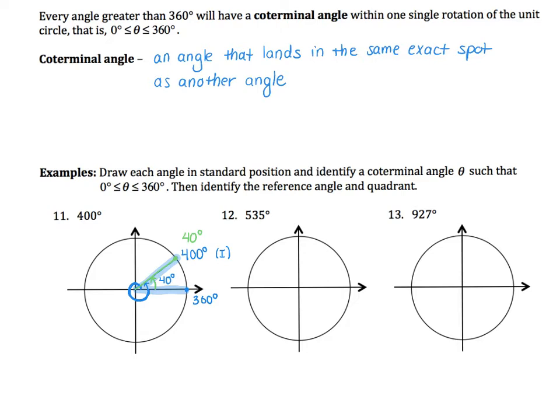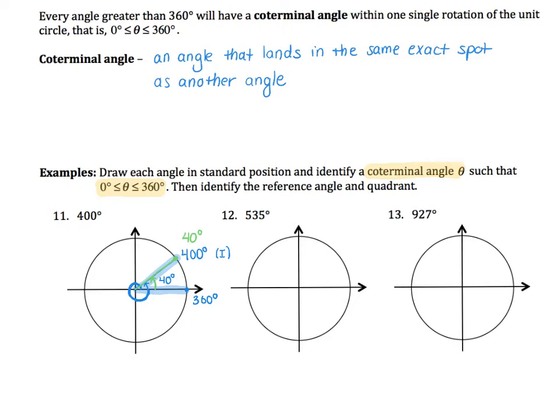So, what this means when it says identify a coterminal, whoops, that was not what I wanted. I wanted the highlighter. Identify a coterminal angle theta such that theta is between 0 and 360, it just means identify a coterminal angle that is bigger than 0 but less than 360. 400 was more than 360. So this is just saying find me a coterminal angle with 400 that's less than 360. Now let's talk about the theta because that might be raising some questions.